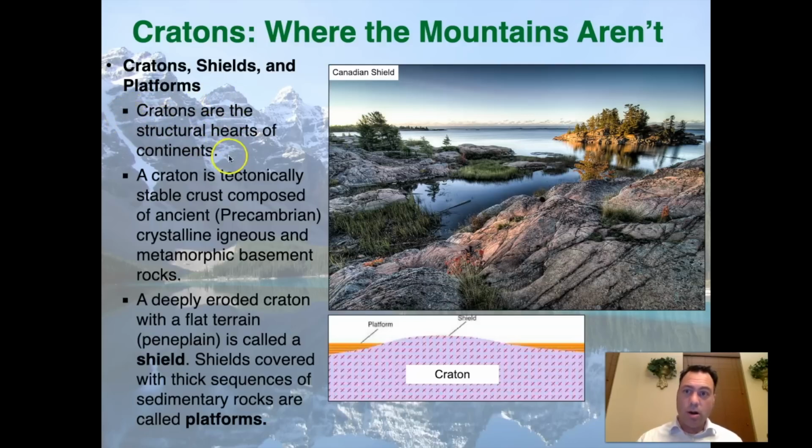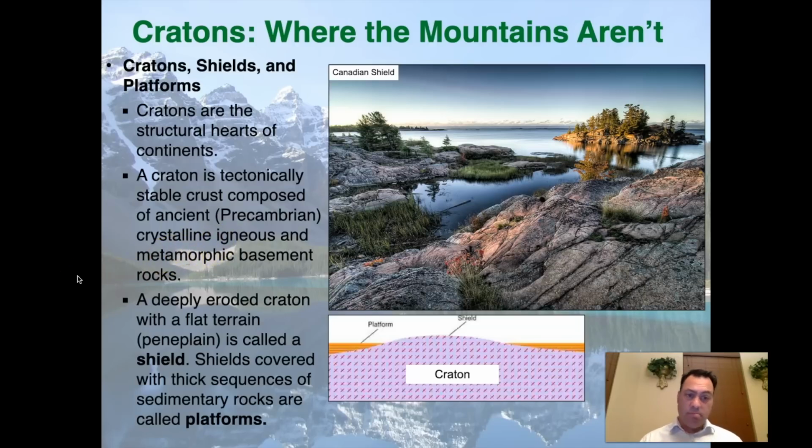Cratons are the structural hearts of continents. We tend to think of continents as these things that are moving around and faulting and folding and rifting and doing all kinds of complicated things. But it turns out there are portions of them that are extremely ancient, and when I say extremely ancient, over 600 million years old would be the youngest part. So a craton is tectonically stable crust composed of ancient, which is to say Precambrian, crystalline, igneous, and metamorphic basement rock. This is really old stuff.